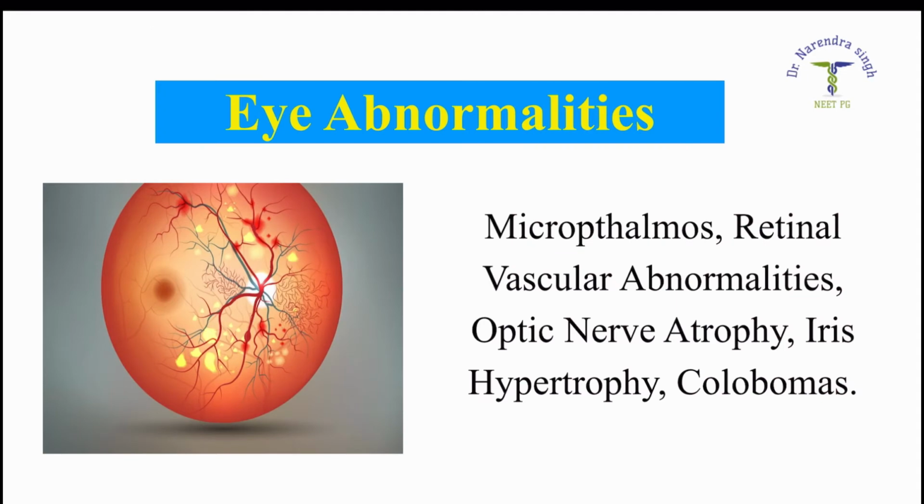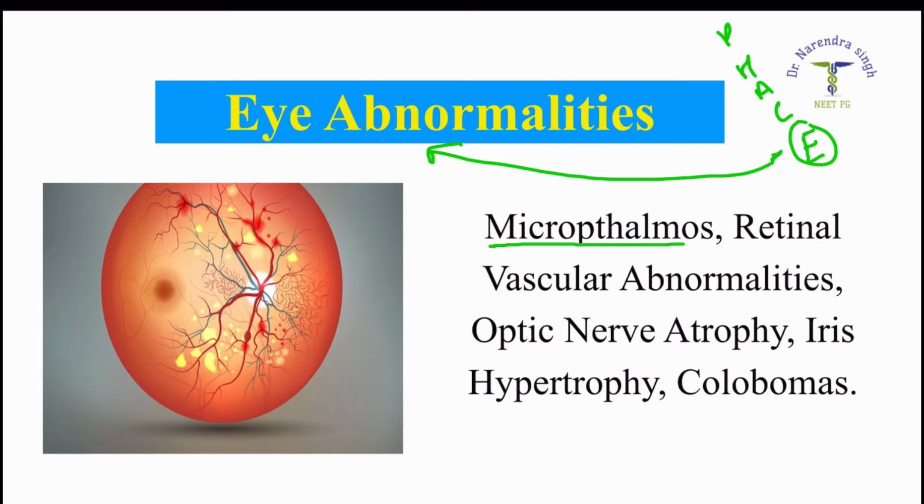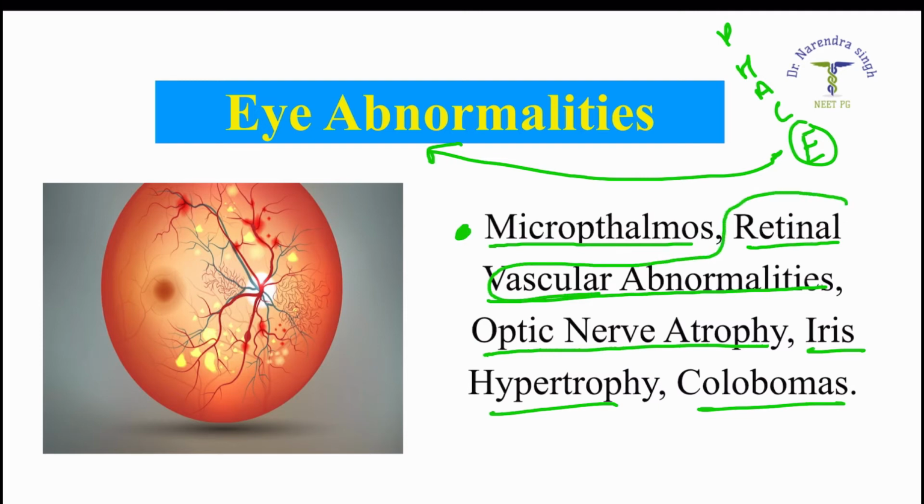Next component, E, is the eye abnormalities. The most common abnormalities are microphthalmos, retinal vascular abnormalities, optic nerve atrophy, iris hypertrophy, and colobomas. Many other abnormalities are also seen in the eye, but these are the most common, and retinal vascular abnormalities are commonly seen.